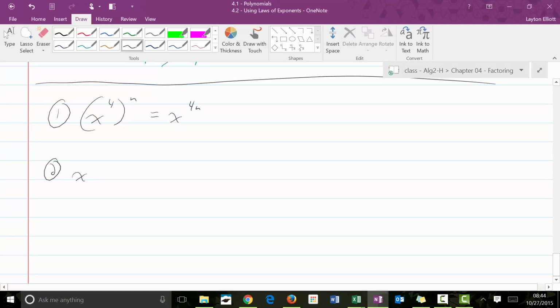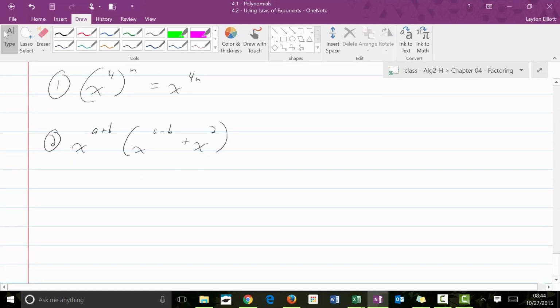But let's say I have x to the a plus b, and I multiply that by x to the a minus b plus x squared. Now we have to keep track of what's going on. If I distribute this, x to the a plus b times x to the a minus b, I'm multiplying with the same base, but I'm adding the exponents. That's just going to be 2a. And then when I multiply this, that's going to be multiply the same base, add the exponents, a plus b plus 2. And that's as simple as it goes.